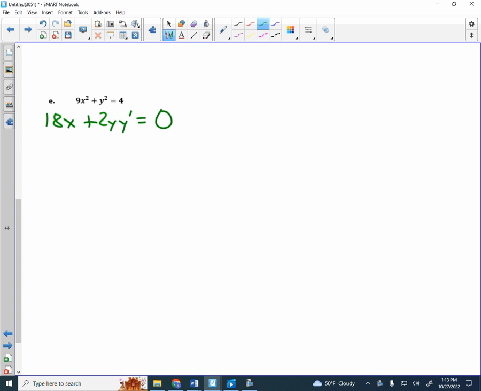All right, so now what do we do? Great, we took that derivative. What do I do, though? Yeah, I solve for the y prime, and so I get 2y, y prime is equal to negative 18x. Divide by 2y. Excellent. That wasn't bad at all, was it?